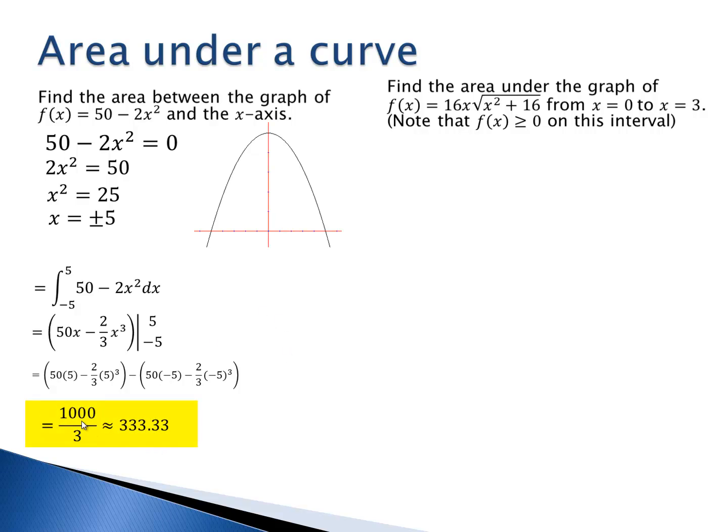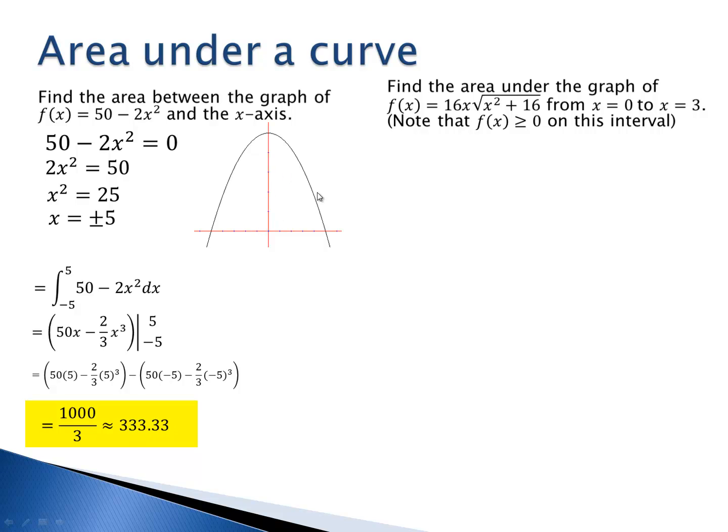So you end up getting 1,000 over 3 is where you end up. So that's 50 times 5 minus 2/3 times 5 cubed. I think you end up getting 500 over 3 for this one, and then this is minus, and you get -500 over 3 for this one, so that ends up being plus another 500 over 3, and that's 1,000 over 3. Okay, and that's 333 1/3. So that's our total area there.